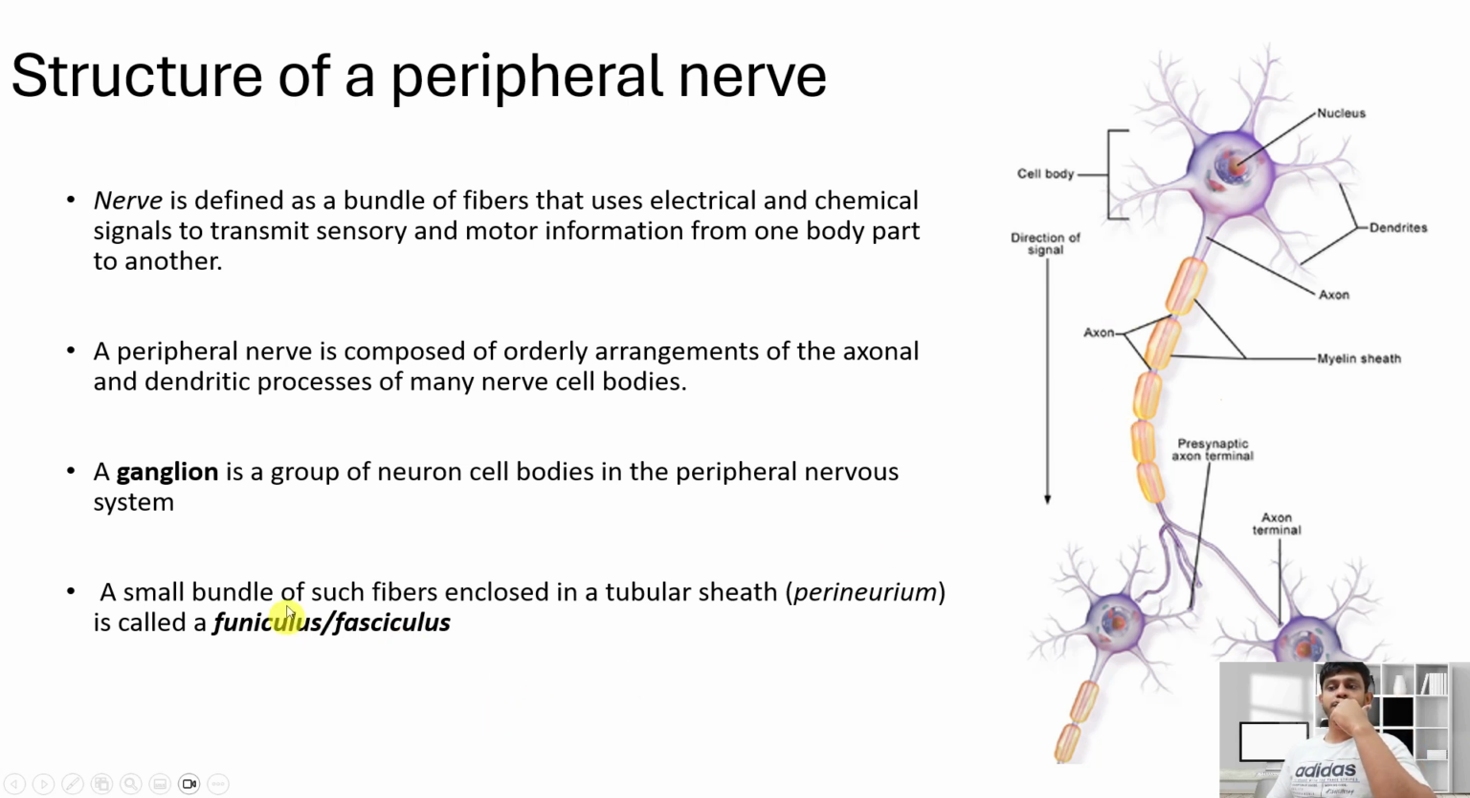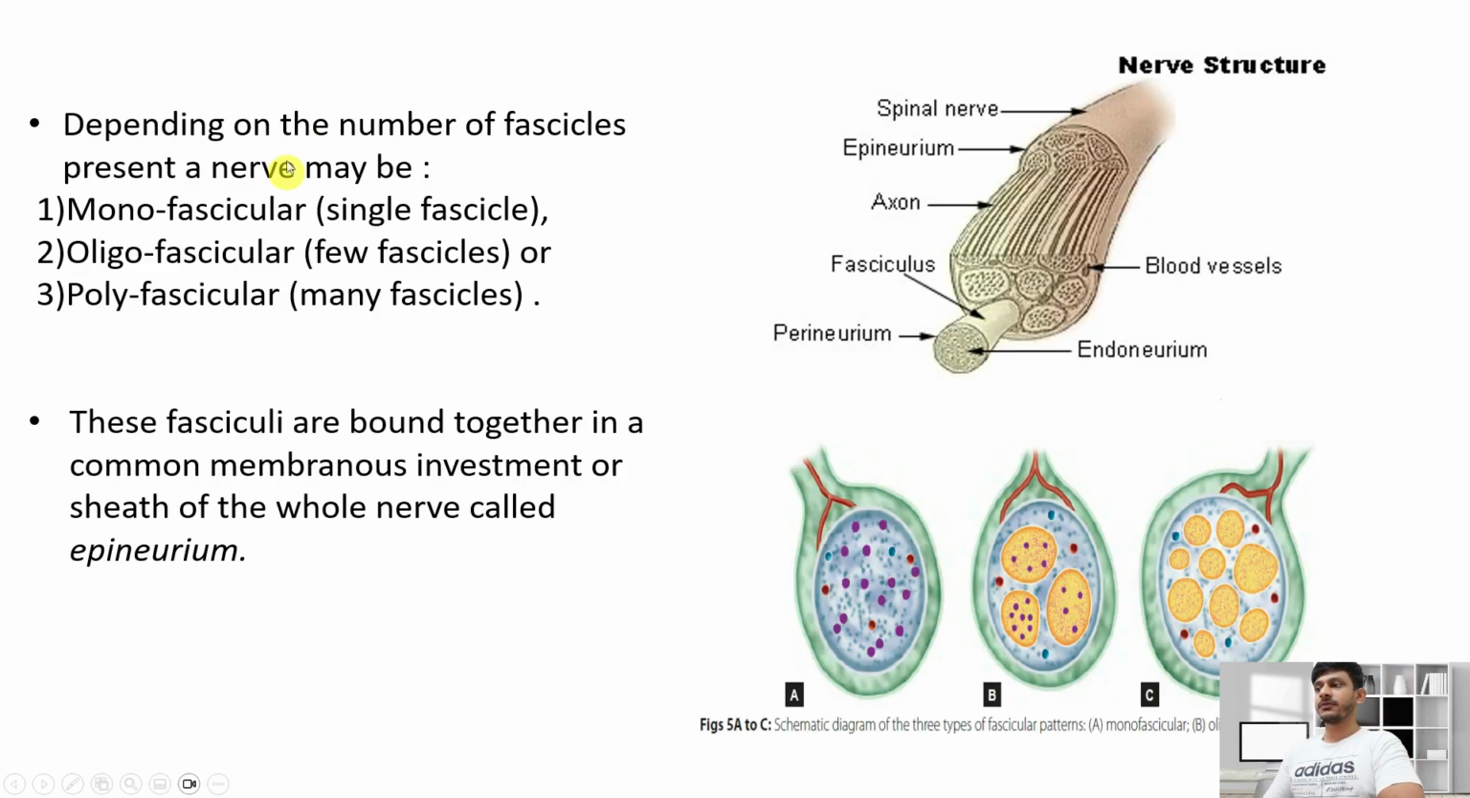And a small bundle of such nerve fibers enclosed in a sheath is called a funiculus or a fasciculus. So depending on the number of fascicles present, they can be monofascicular, oligofascicular, or polyfascicular. So there's only a single fascicle, usually a few fascicles up to 2 to 3, and polyfascicular is multiple fascicles. And these fasciculi are bound together in a common membranous investment or sheath of the whole nerve called the epineurium.